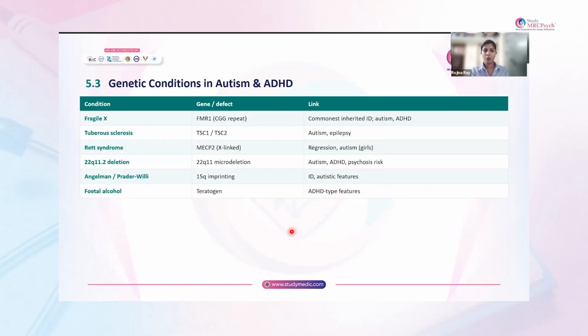Then you need to know about the Angelman and Prader-Willi syndromes resulting from abnormalities of 15q imprinting and may present with intellectual disability and autistic features. In Angelman syndrome, there is maternal deletion, whereas in Prader-Willi syndrome, there is paternal deletion. Then finally, fetal alcohol syndrome, it's not a genetic syndrome, but it results from prenatal alcohol exposure. It can be associated with ADHD-like symptoms and even other neurodevelopmental difficulties.